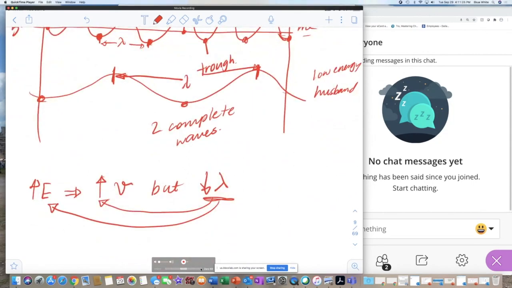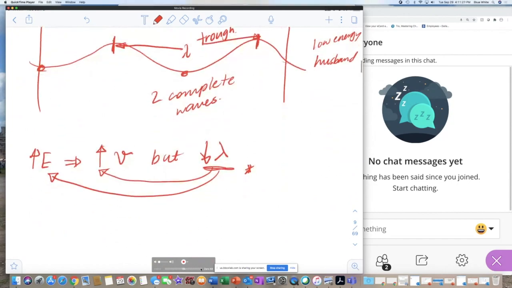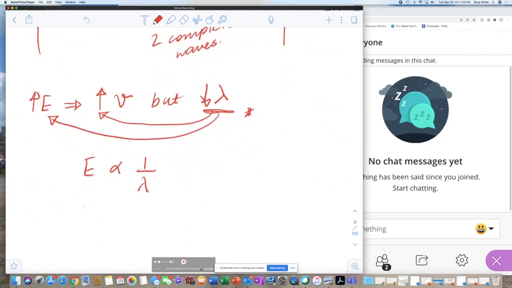So just FYI, make sure you have this written down, okay? That the energy is inversely proportional to the wavelength. Energy is proportional to frequency. And then when it comes to frequency and wavelength, of course, they're also inversely proportional. That means that when one goes up, the other goes down. Here, when one goes up, the other also goes up. Just FYI. Okay? That's the relationship based on this picture right here.